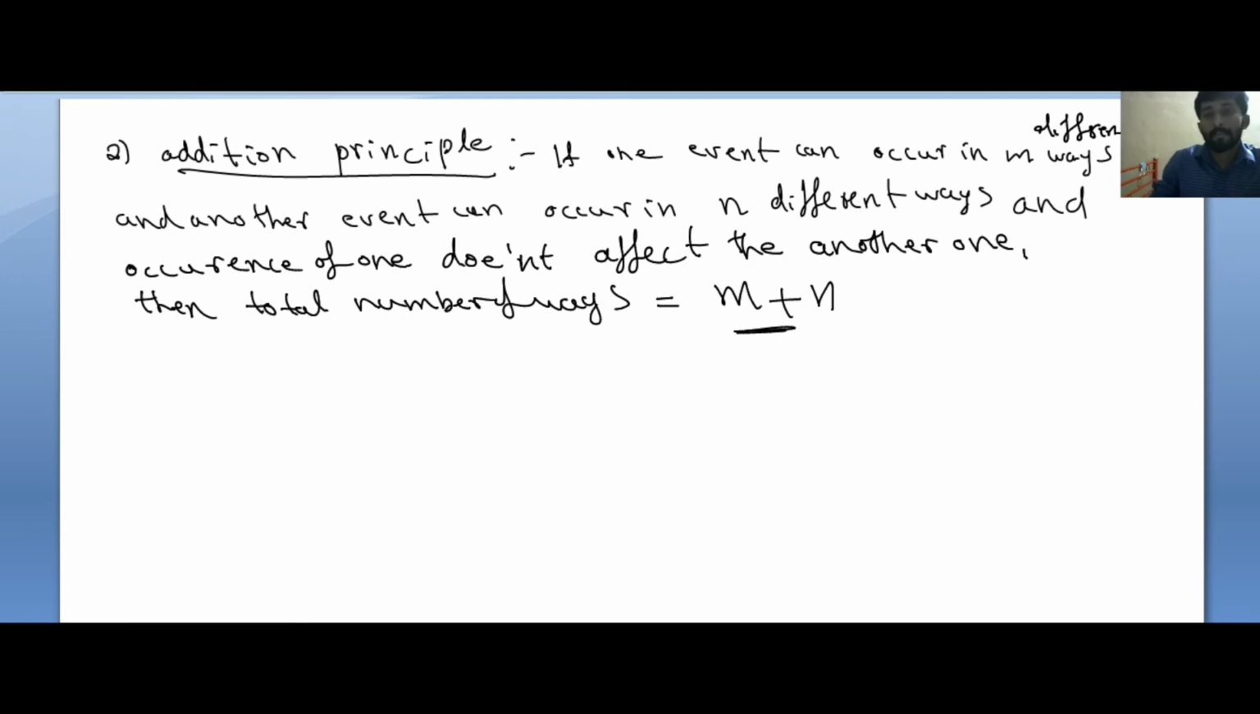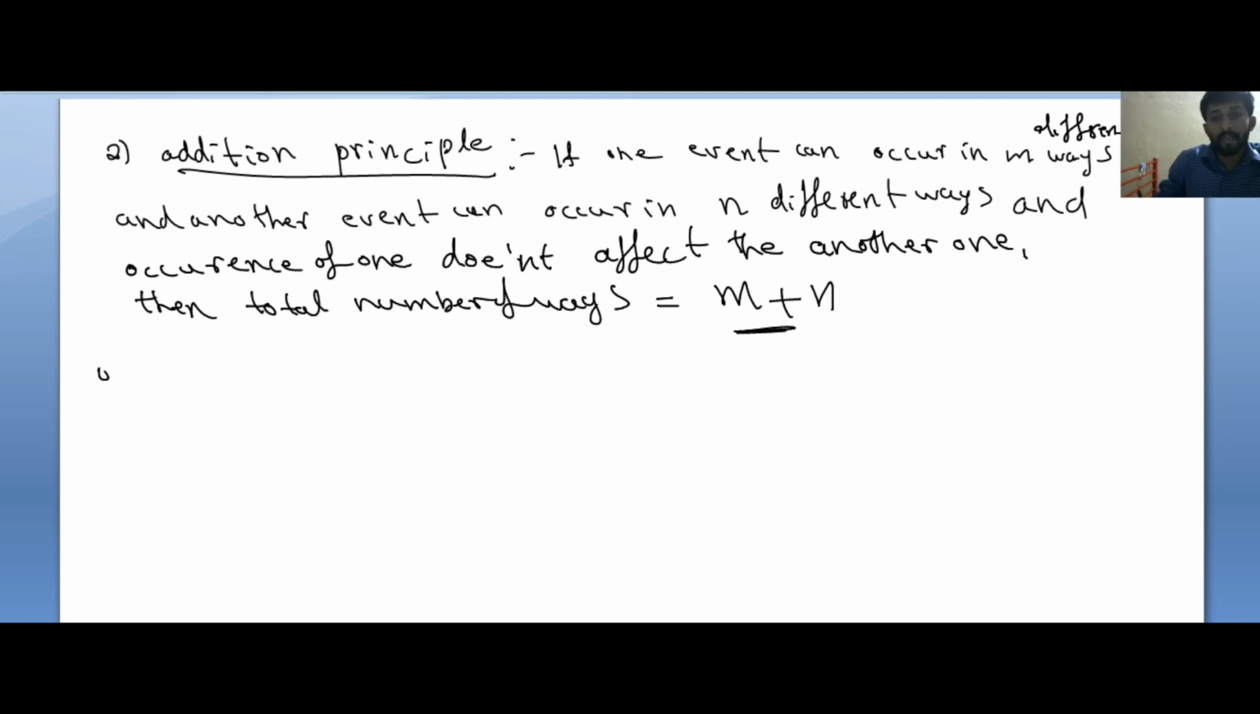See, in the previous multiplication principle, one event can occur in M different ways, followed by, that means the first event is related to the second event. But here, one event can occur in M ways, as well as another event can occur in N ways, and those two events are not correlated. The occurrence of one does not affect the occurrence of the other. So in that case, the total number of ways is equal to M plus N.